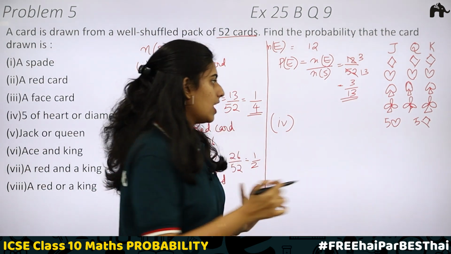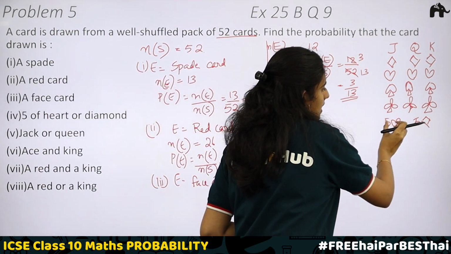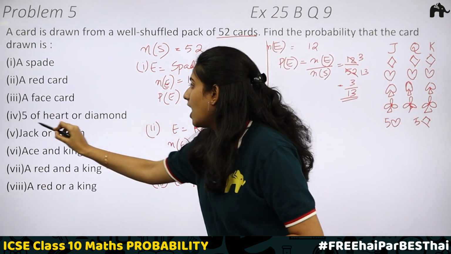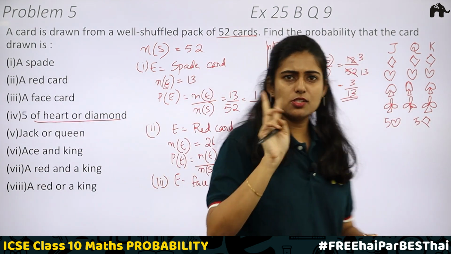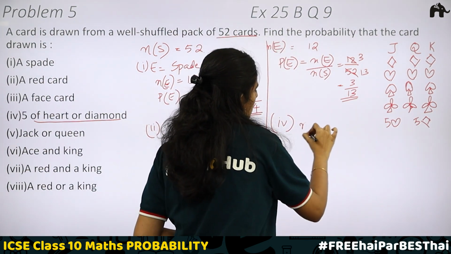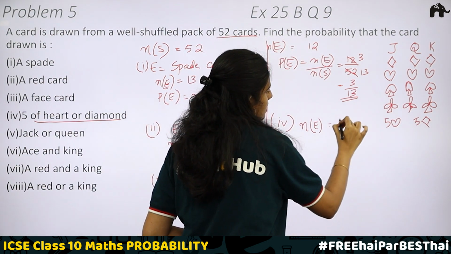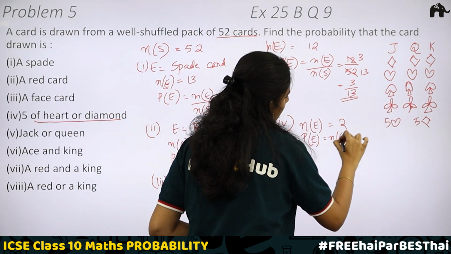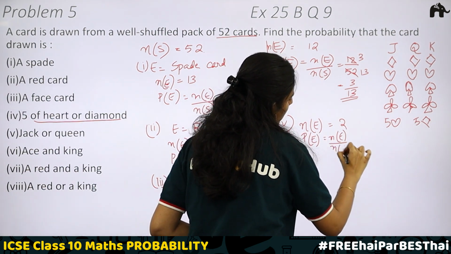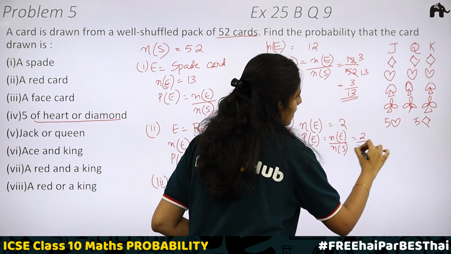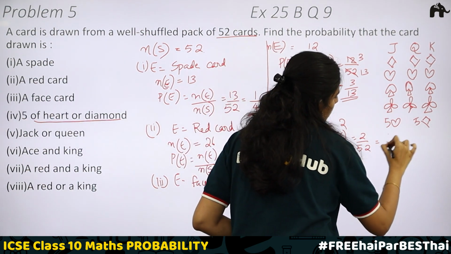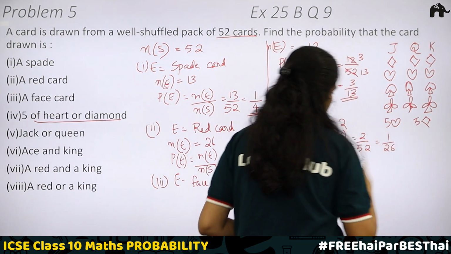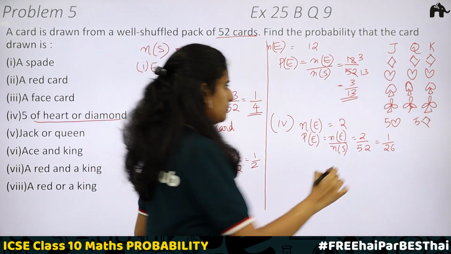So of these 4 cards, either you should be having a heart or a diamond 5. 5 of heart or diamond. Okay, so just 2 cards are there. Here, the number of outcomes favorable to the event is equal to 2. Probability of the event will be n of E divided by n of S, which is 2 by 52, equal to 1 by 26. Okay, 1 by 26.